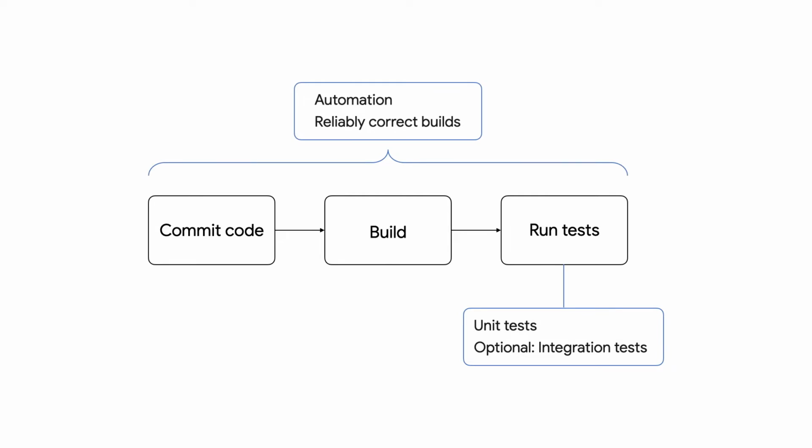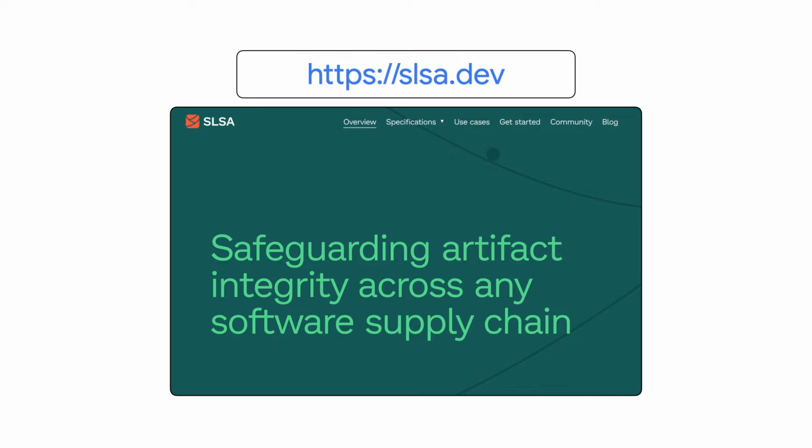Automation means that you get reliably correct builds, and it's a good first step towards a more secure software supply chain. You can also read more about secure software supply chain best practices on the website SLSA.dev. Sounds good. I have a serverless application hosted on Google Cloud Run. How do I set up continuous integration for it?